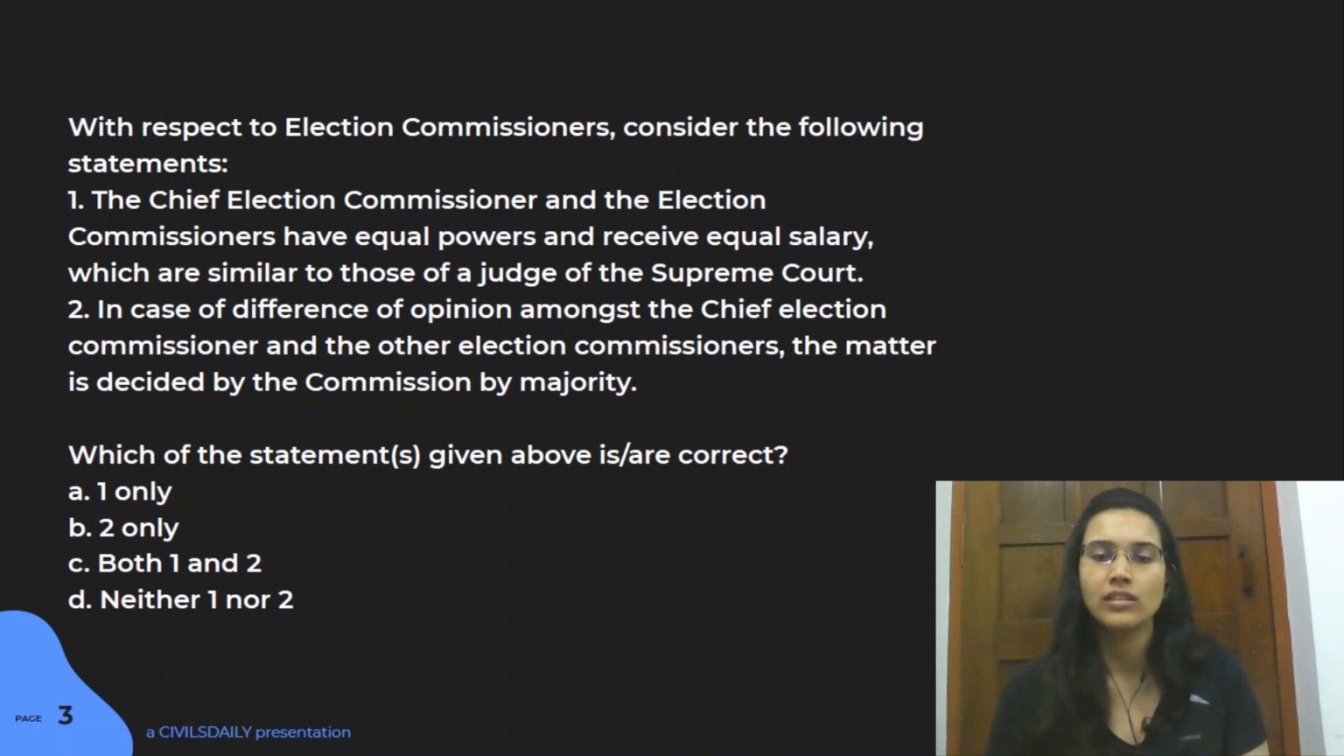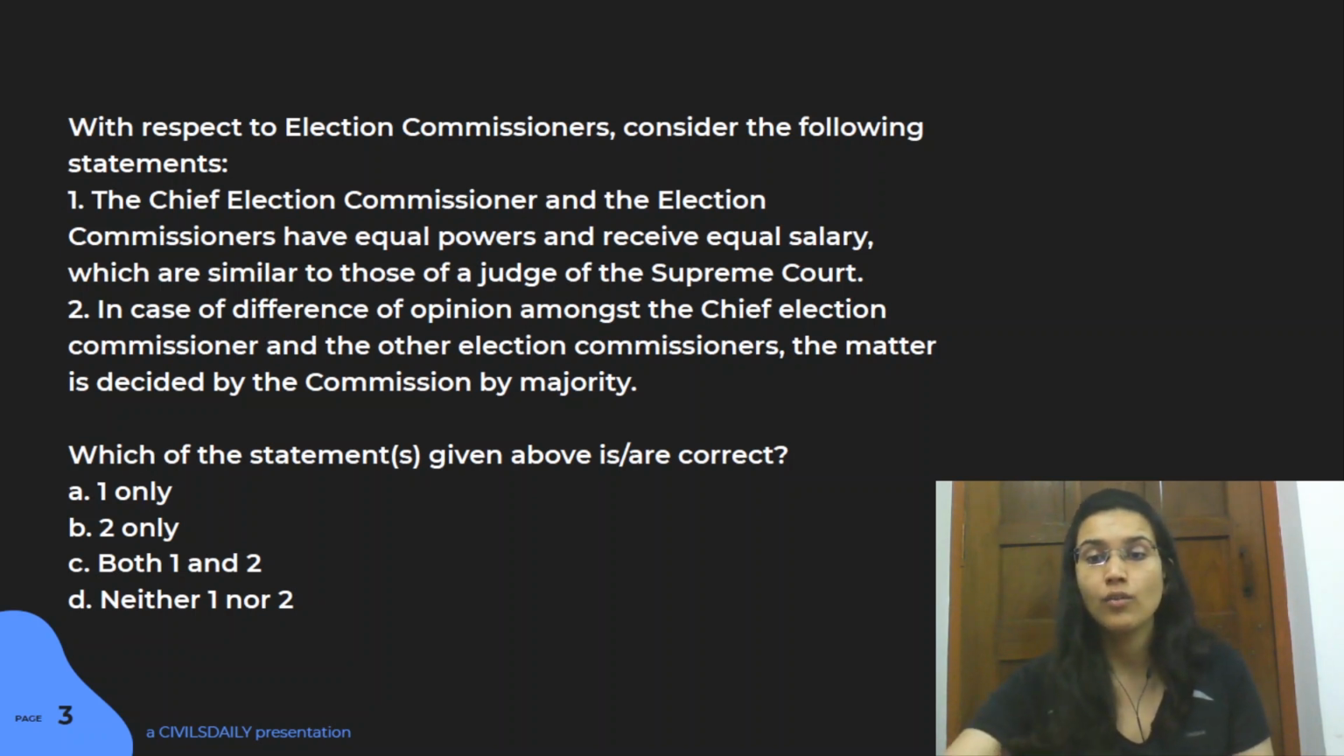Now, I think this particular question can be solved with your static knowledge also. Pretty much, if you've done this topic, then I think this question is pretty much easy. So, the answer here is C. Both the statements are correct. They do enjoy a similar level of powers and equal salary, similar to those of the Supreme Court judges, and in fact the decision is taken by majority.